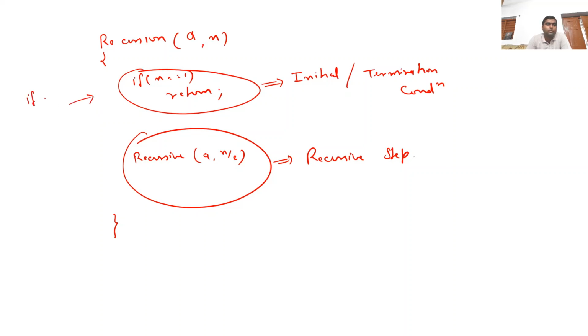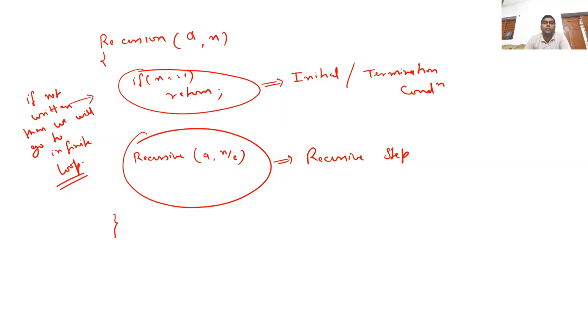If this part is not written, then we will go into an infinite loop. Why? Because the function will call itself again and again without checking whether the condition is satisfied for termination or not. So this is the main strategy.